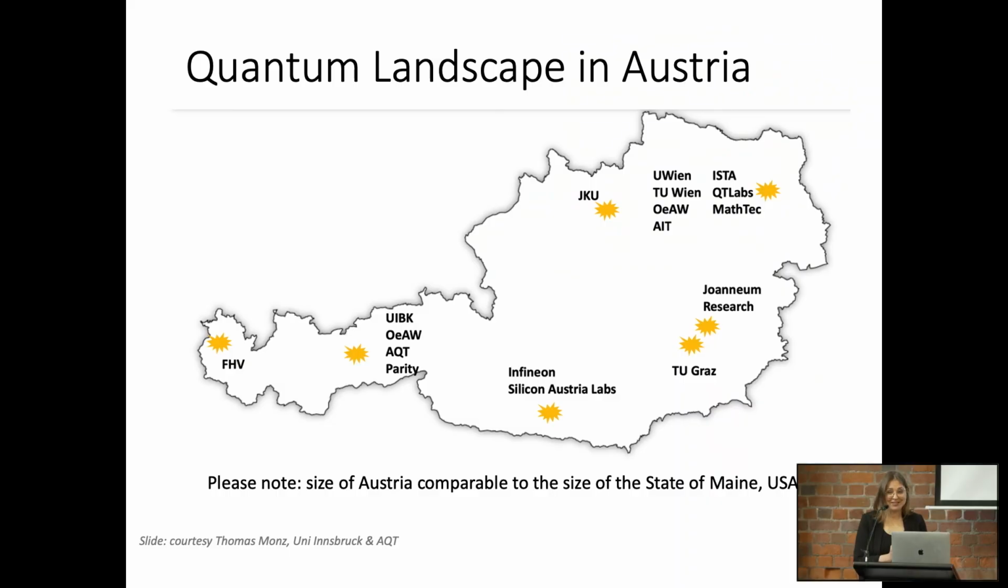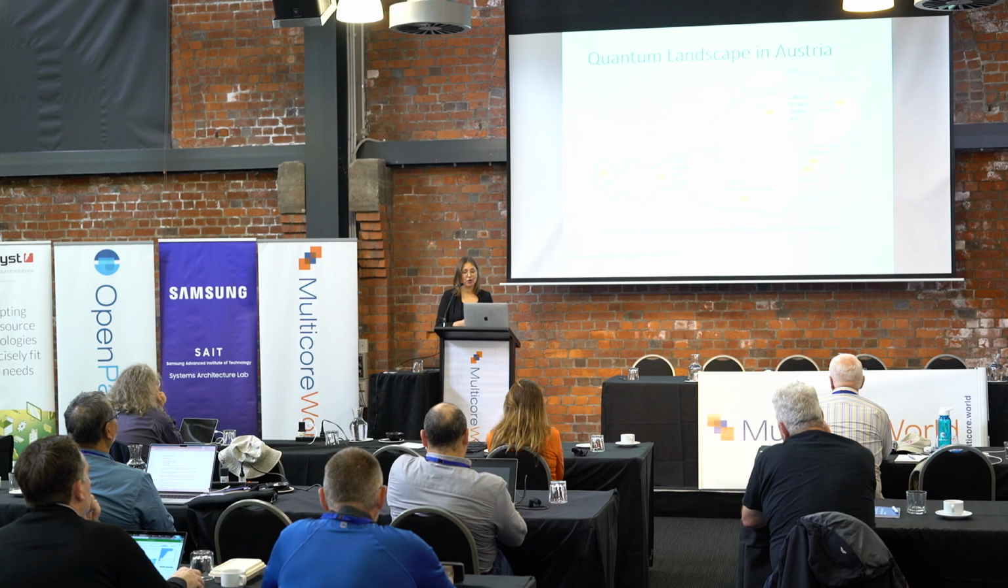Austria is a very small country. It's comparable to the state of Maine in US, but these are the institutions working in quantum computing. So we have very, very high density of universities, startups, companies working on all different aspects of quantum computing that you can find. So I think it's a good place to do this type of work.